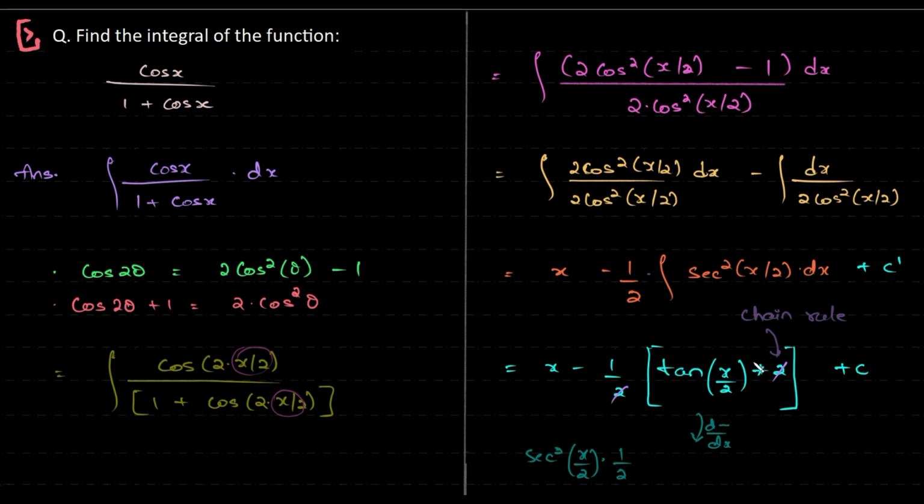Think of only that. And then you'll get to know that we need to have a 2 over there. Because when I differentiate tan of x by 2, I'll get 1 by 2. To cancel that, I need a 2. To cancel 1 by 2. Not this 1 by 2. The 1 by 2 which comes out on differentiating. Okay, so I hope that made sense. Okay, you can pause and have a look.